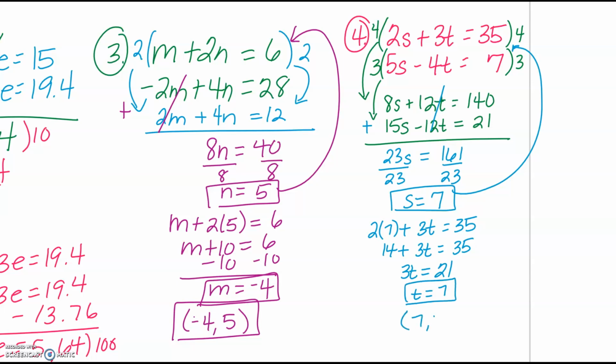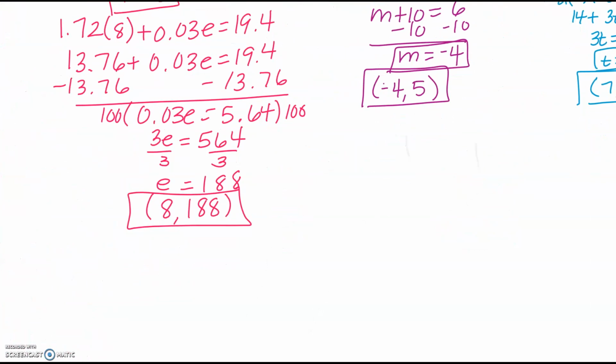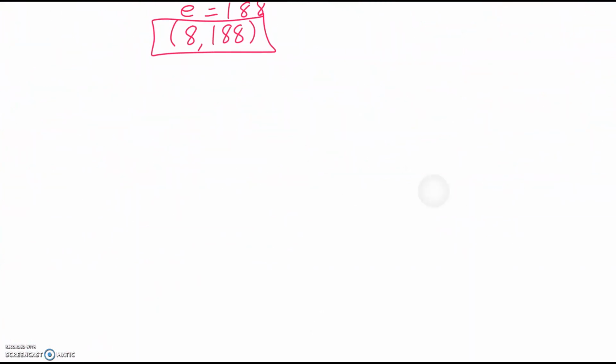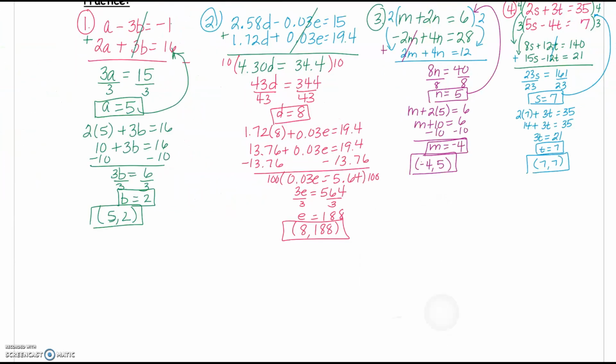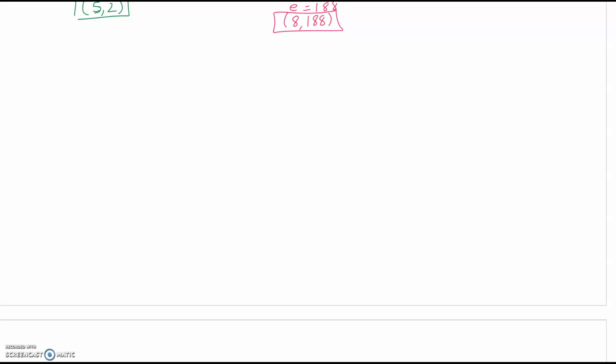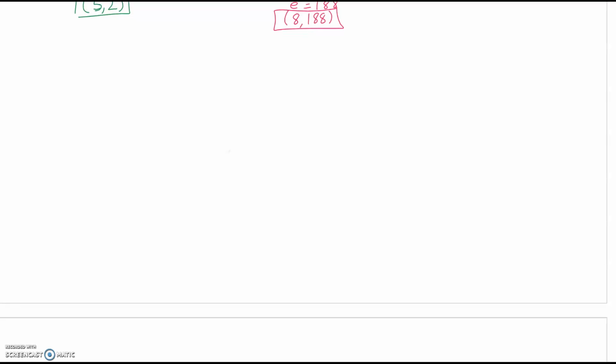So S comes before t, but both solutions are 7. So the ordered pair is 7, 7. Okay. All right. I want to do another one with you. Let me go over here. This is going to have a system of 3 linear equations. So it's going to take a little bit of room here, but I think we have plenty left.